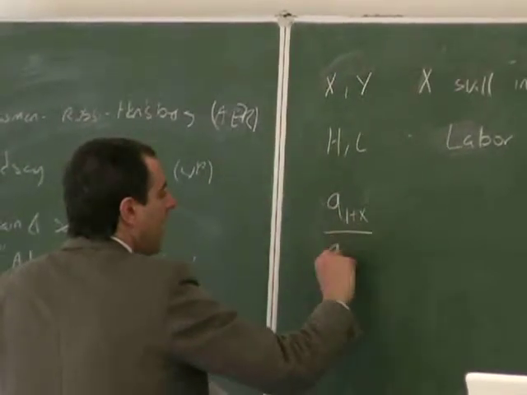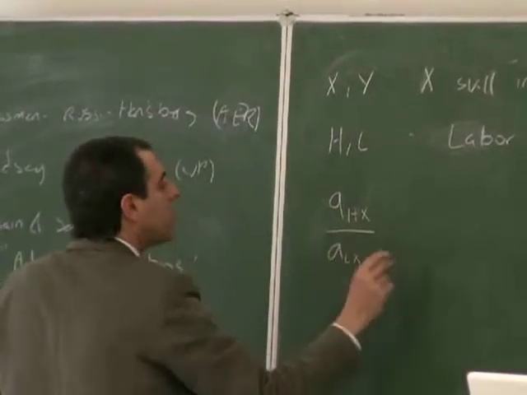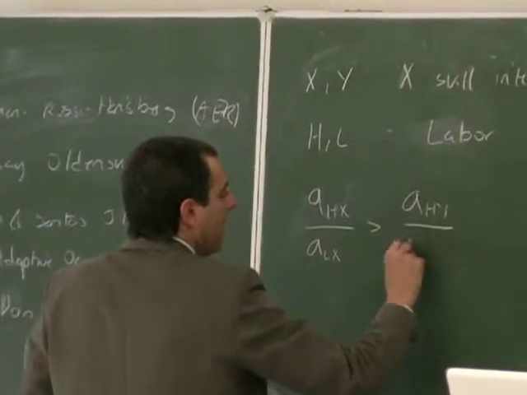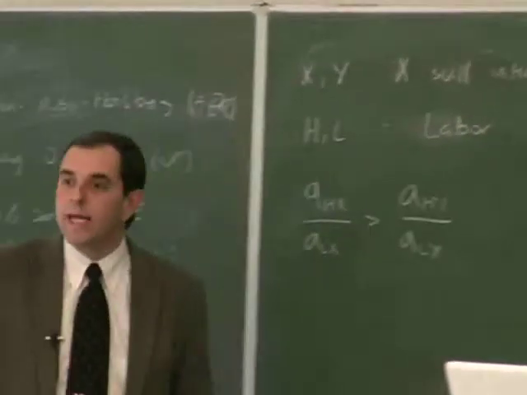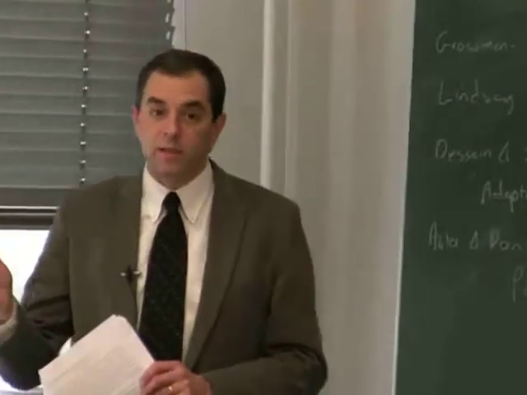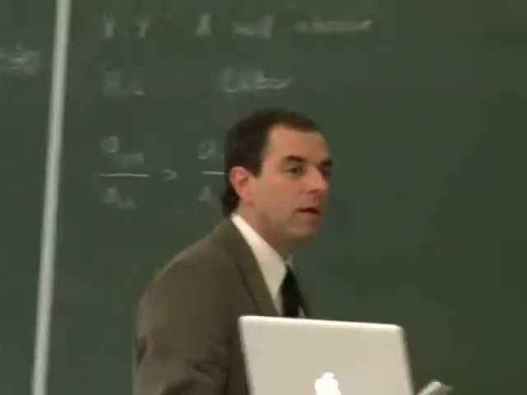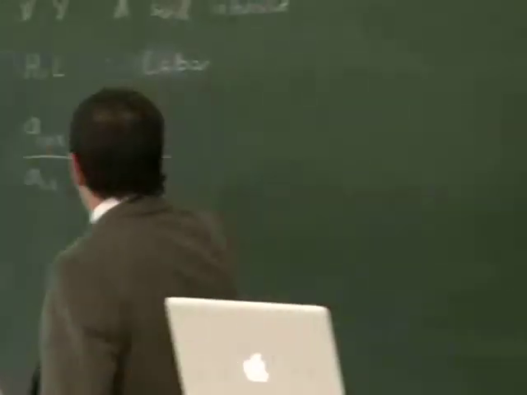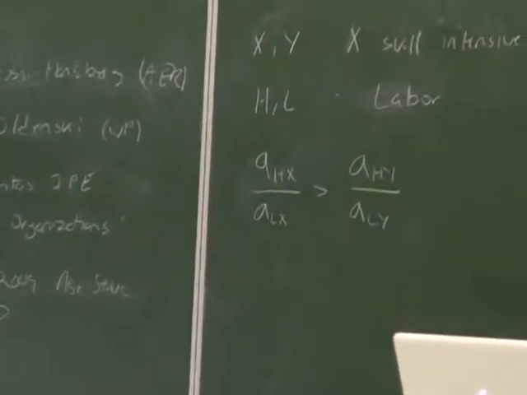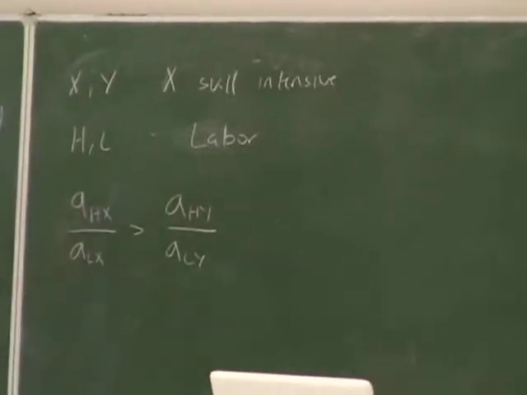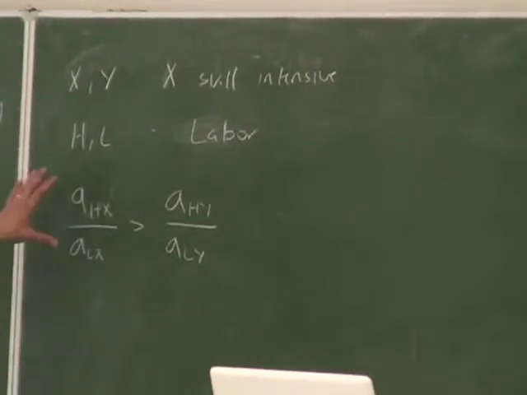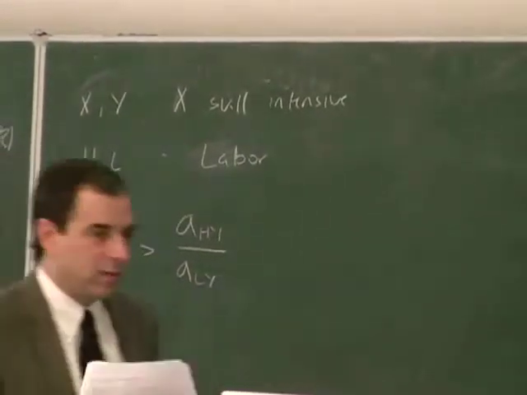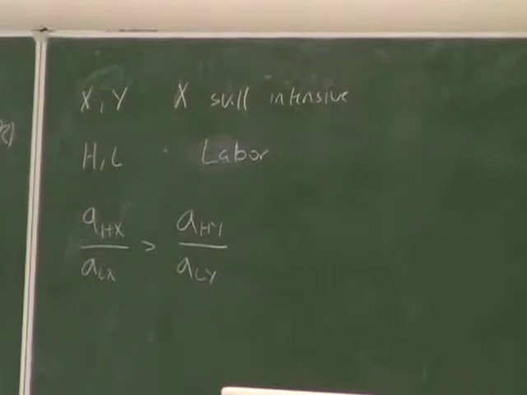So AHX over ALX greater than AHY over ALY. Okay, so what is A? A is the unit labor requirement to produce 1 unit of output of good X or Y, at given factor prices. And this inequality just means that for any given factor prices, the X good demands relatively more high than low skill labor than the Y good. So this is just like what we were working with yesterday.